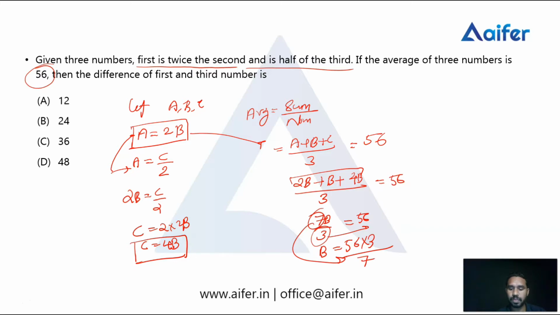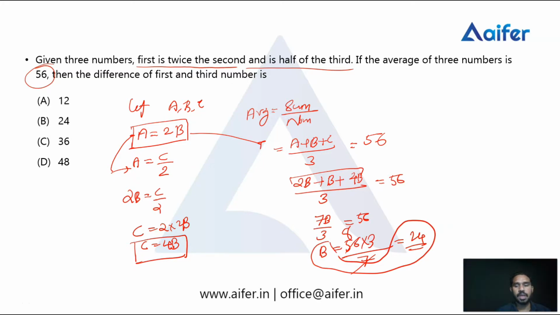So B is equal to 56 into 3 by 7. 7 into 8 is 56, 8 times 3 is 24. So we get B is equal to 24. Our question is the difference of the first and third. So the first is A, which is equal to 2B, that is 2 into 24, which is 48.